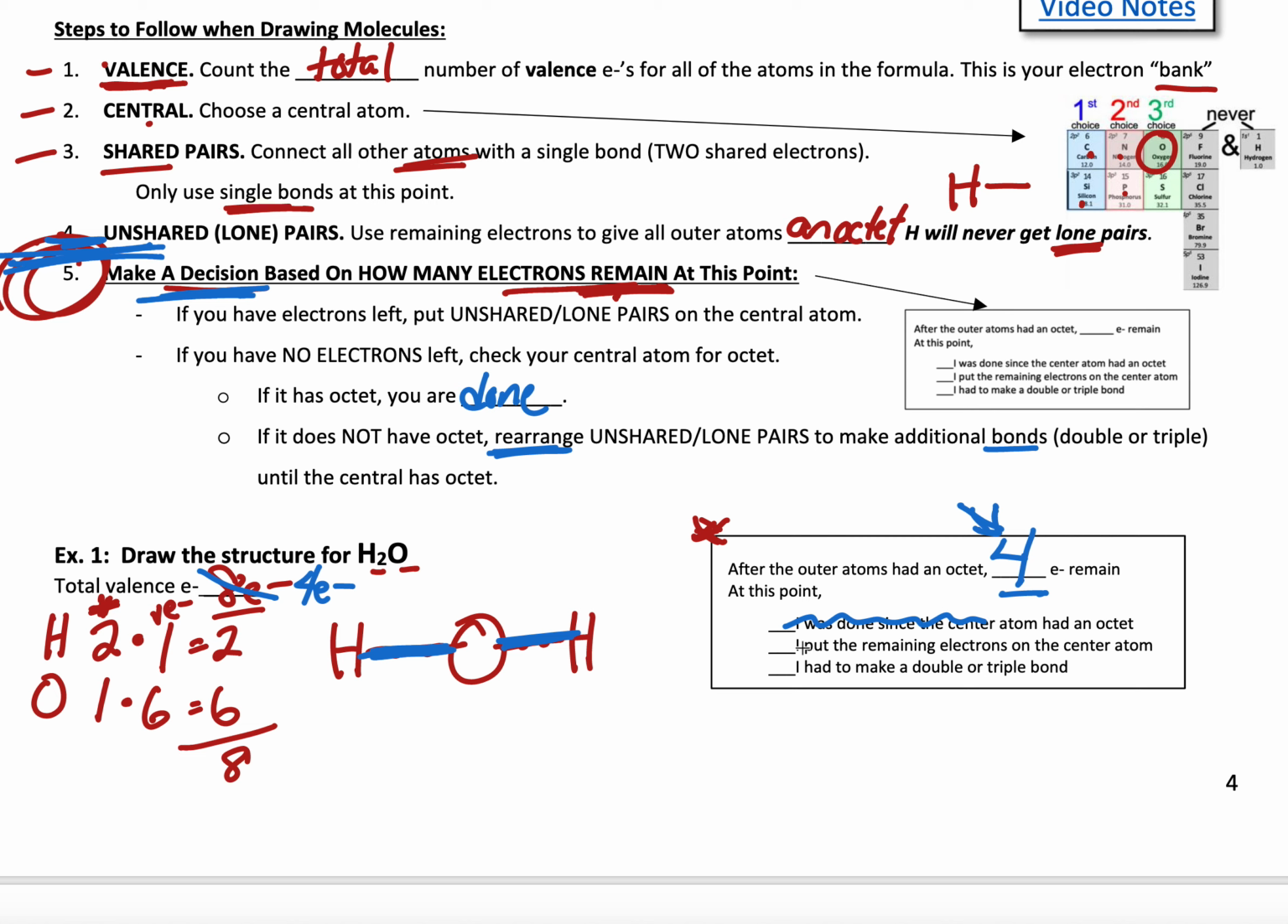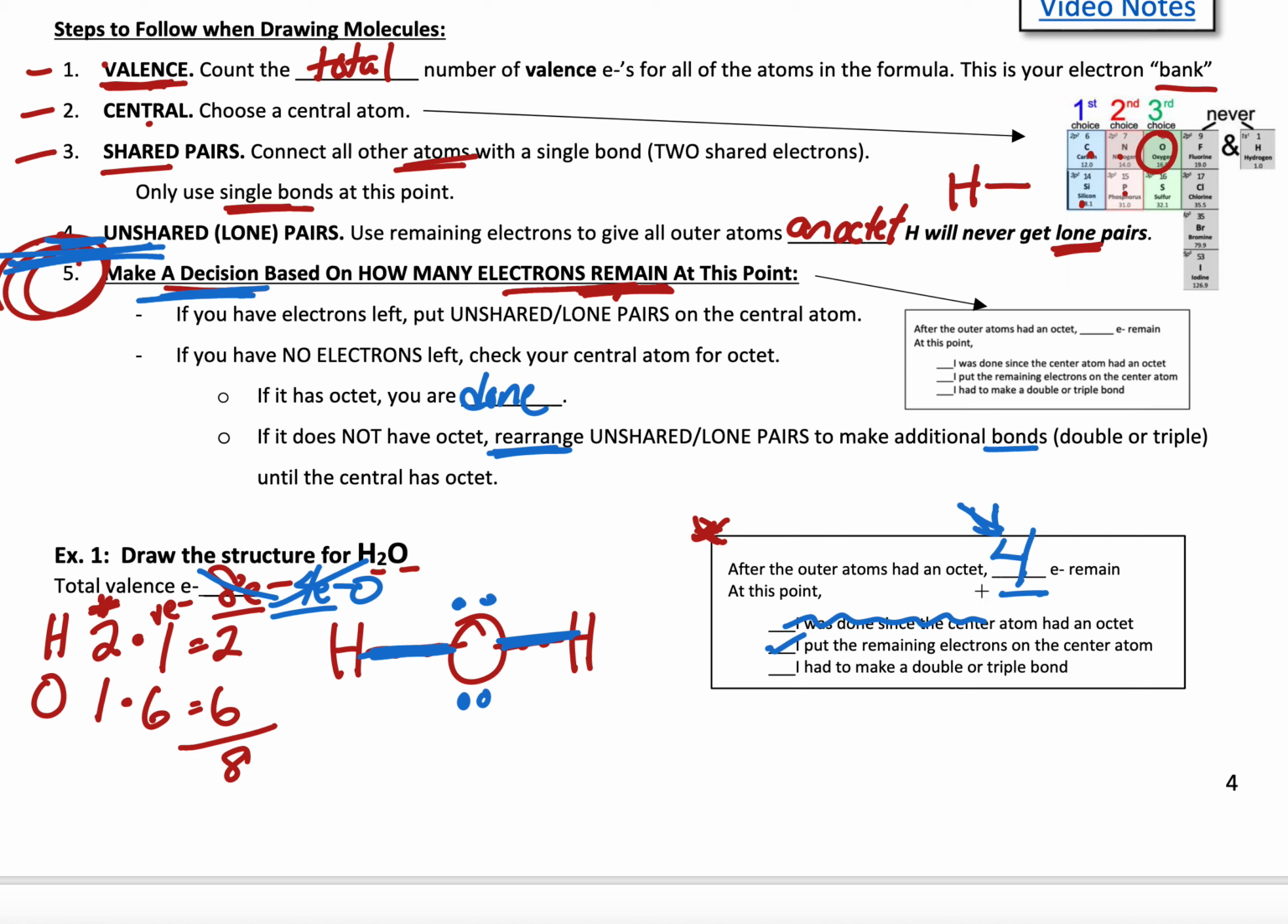The next step says, I put the remaining electrons on the center atom. Well, let's do that. There's 4 remaining electrons. Let's put them on the center atom. We're going to put 1, 2, 3, 4. Now we have none left. Then, once you do something, go back to the beginning. Are we done now? Does the center atom have an octet? Well, it's got 1, 2, another 2, another 2, and another 2. So yes, 2 plus 2 plus 2 plus 2 is 8. It has its octet. So now we are done.